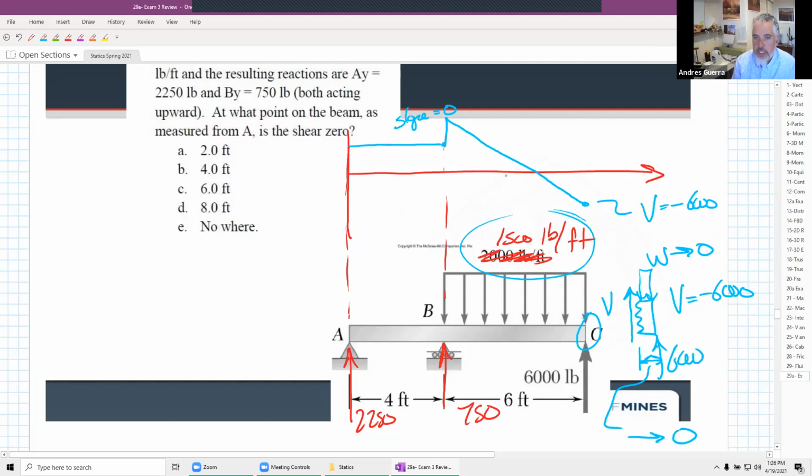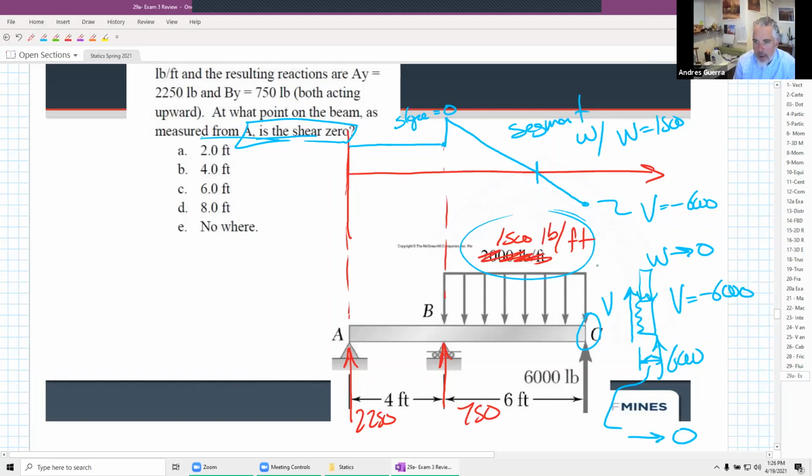So we did the general shear diagram because we need to know what segment that's going to be in. What segment are we going to get 0 shear? Well, it's going to be in this segment between B and C, the segment with W equal to 1,500, because that's where we have a slope. In the other segment, we're going to be flat. So it can't be in that piece right there.